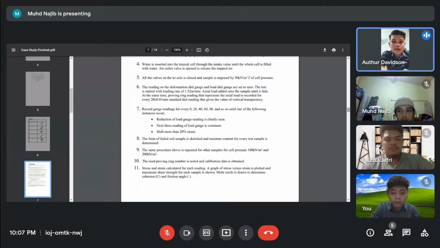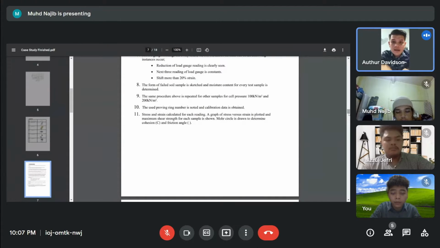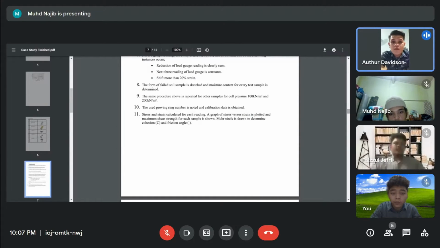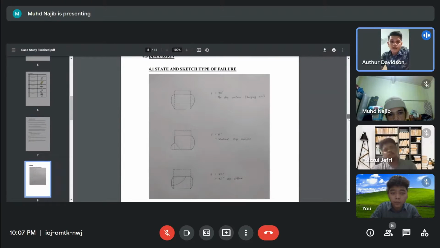The last procedure is stress and strain are calculated for each reading, and a graph of stress versus strain and maximum shear strength for each sample is shown. Last but not least, the Mohr circle is drawn to determine the cohesion and friction angle.